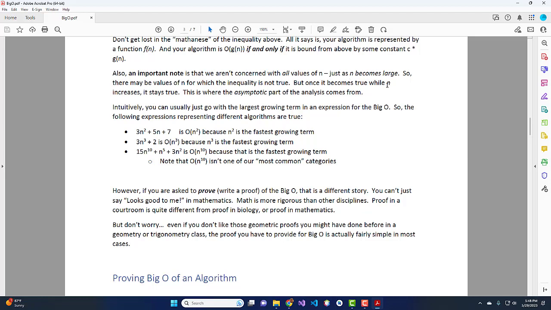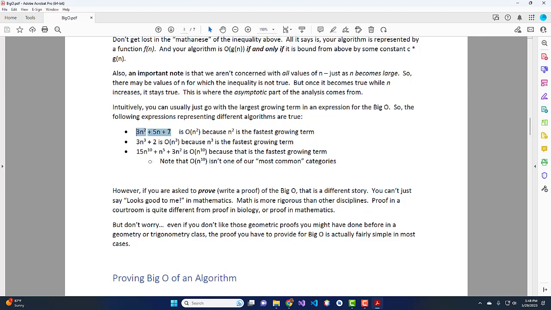But once it becomes true, while n increases, it stays true. So this is where the asymptotic part of the analysis comes from. Intuitively, you can usually just go with the largest growing term in an expression for the big O. So the following expressions representing different algorithms, okay?